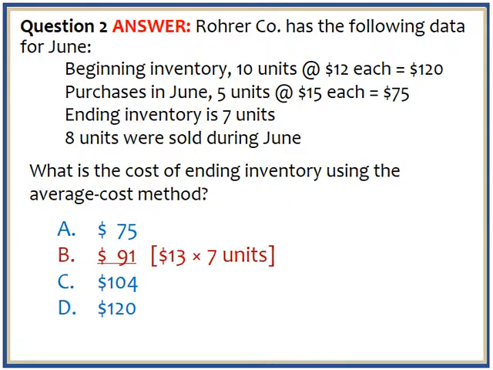The answer is $91. The first thing we need to remember for this question is that the average cost per unit is $13. Where did I get the $13? It came from question 1. In this question, we are looking for the cost of ending inventory. We are told that ending inventory is 7 units. We can take the $13 average cost in question 1 and multiply by the 7 units in ending inventory to get the answer of $91 in this question.